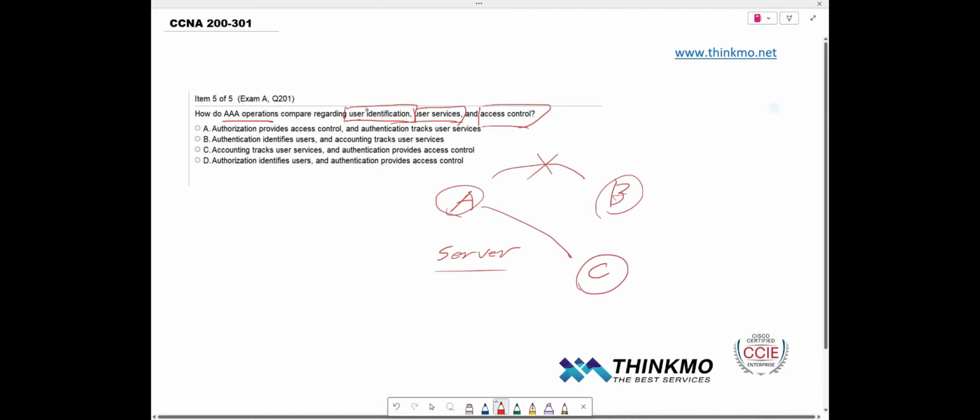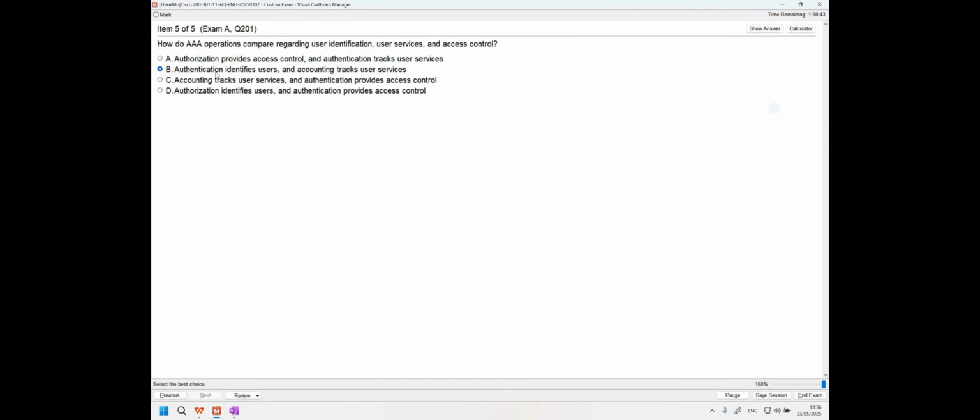So this third step, the process goes like this. First, identify, and then control access when providing services. So the correct answer is this: first, authenticate the user, then perform accounting and tracking while providing the service, right? The correct answer is B. Let's look at the correct answer. Choose B. Alright, submit.